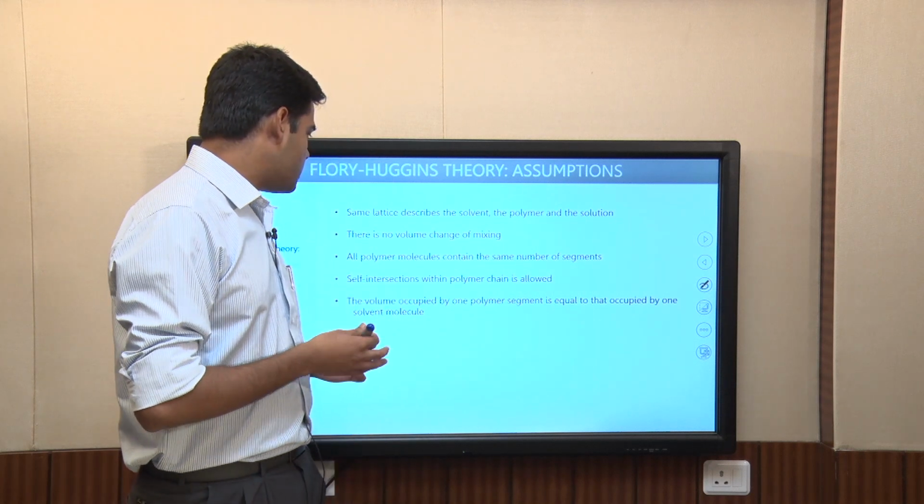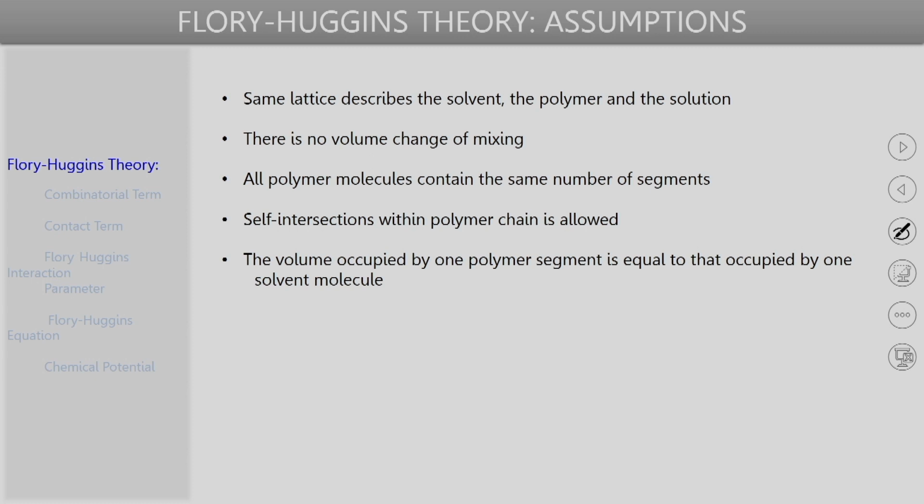The other assumption is that within a polymer chain the self intersections are allowed. So, if we have different polymer chains, then their segments need not intersect, but for a given polymer chain, intersection between different segments of that same polymer chain, that is self intersections, are allowed. And this is basically the way in which the different configurations or conformations of the system are counted for calculating the entropy change, the combinatorial entropy change.